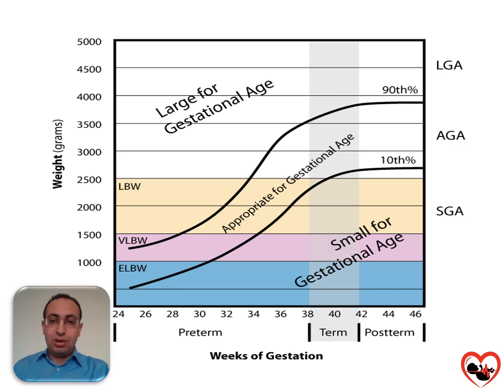To start with the definitions, as you can see here, there is a 10th centile, and below it is a small for gestational age, and there is a 90th centile, and above it is a large for gestational age. Between the 10th and the 90th is the appropriate for gestational age. And if we look at the left side of the graph here, we can see if the baby is delivered and its weight is below 2,500 grams, it's called low birth weight.